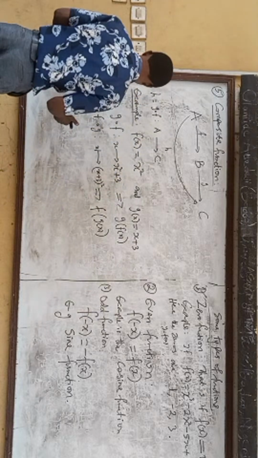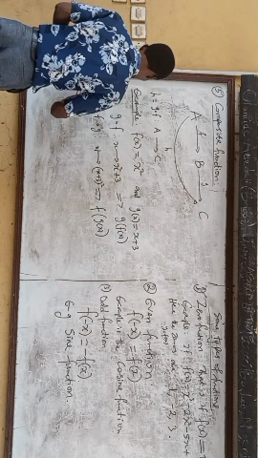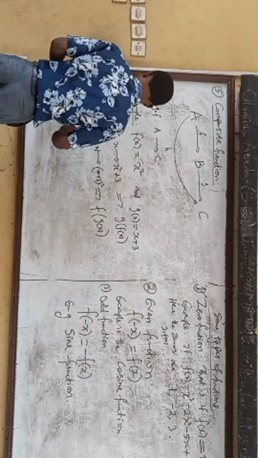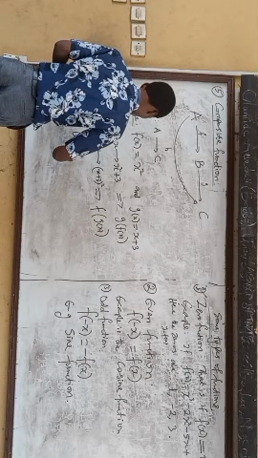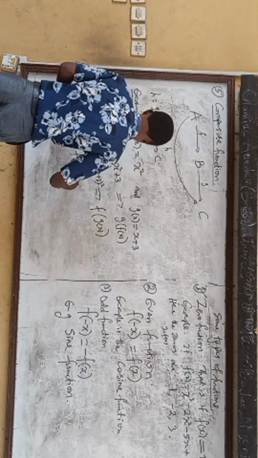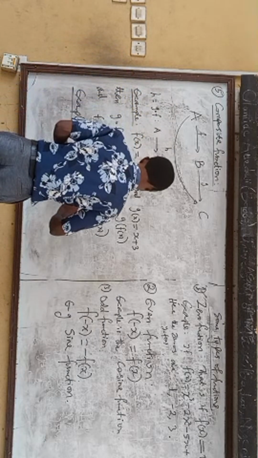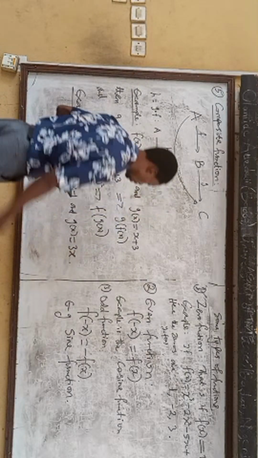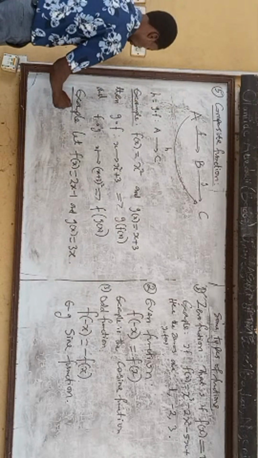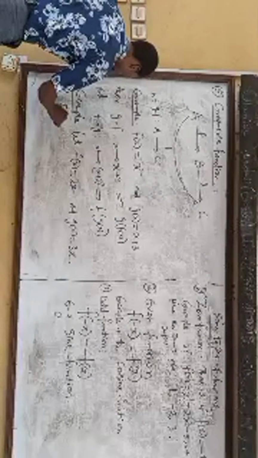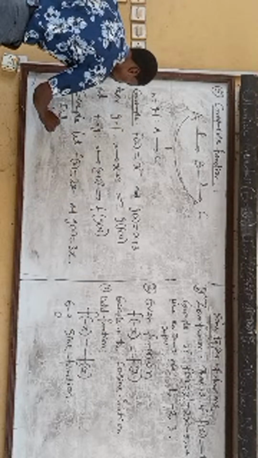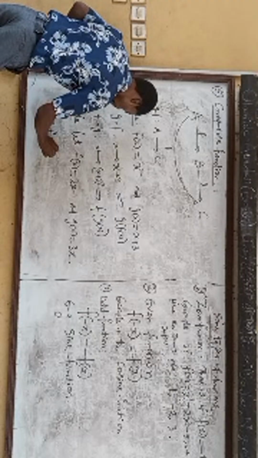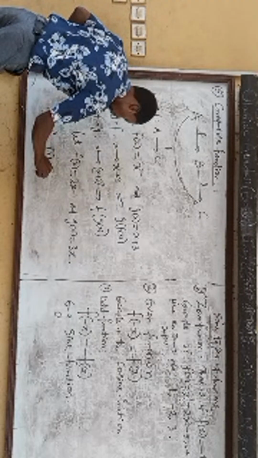Let me see if I can give you an example. Let f of x be 2x minus 1 and g of x be 3x. Find one, g compose f, and two, f compose g.